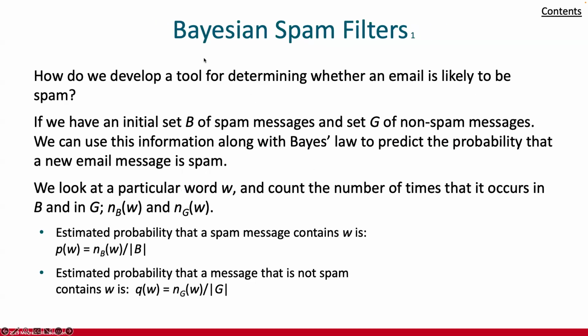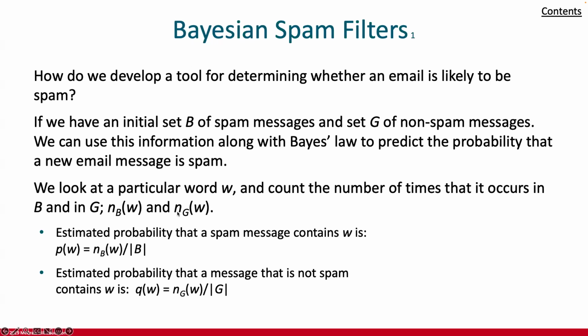Okay, well, we had this application. What about Bayesian spam filters? How do we develop a tool for determining whether an email is likely to be spam? If we have an initial set B of spam messages and a set G of non-spam messages, we can use this information along with Bayes' law to predict the probability that a new message is spam. We look at a particular word W and count the number of times that it occurs in B and G. And so we have these relationships.